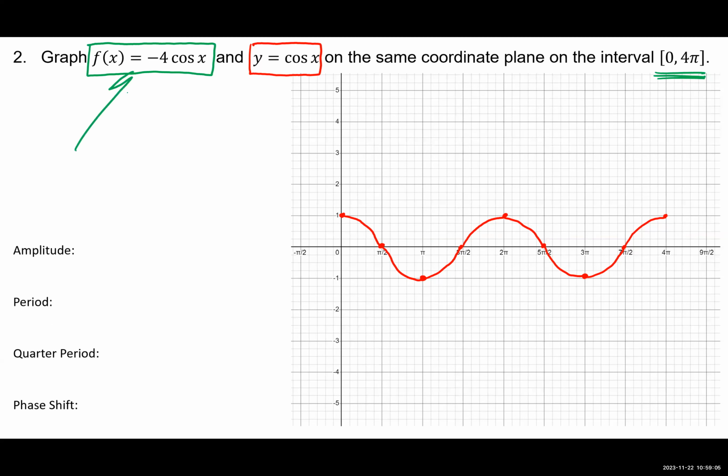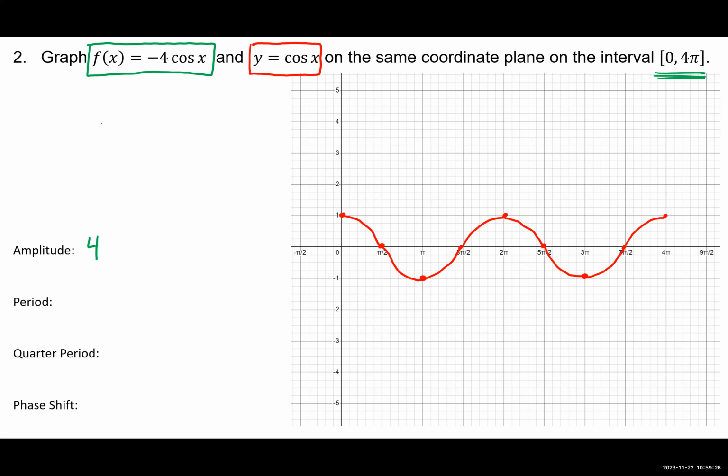All right, so now let's look at this guy, the one we want to graph. We want to graph -4 cosine of x. Right? So the amplitude is going to be 4. Basically, how tall is the wave? Amplitude is the absolute value of A. In this case, A is -4.